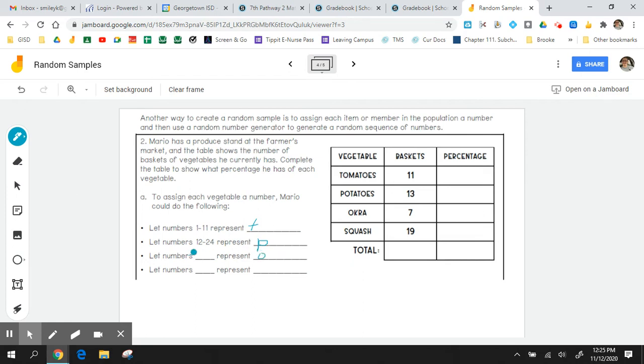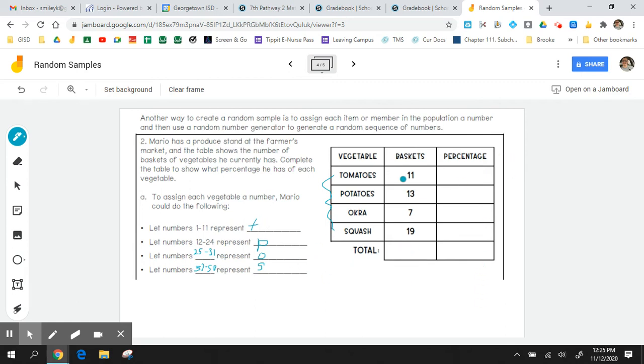Okra, and we're going to set it as 25 through 31. And then 32 through 50 are the squash. Okay. So again, you can get the words from right over here. I didn't want to write them all to take up forever.